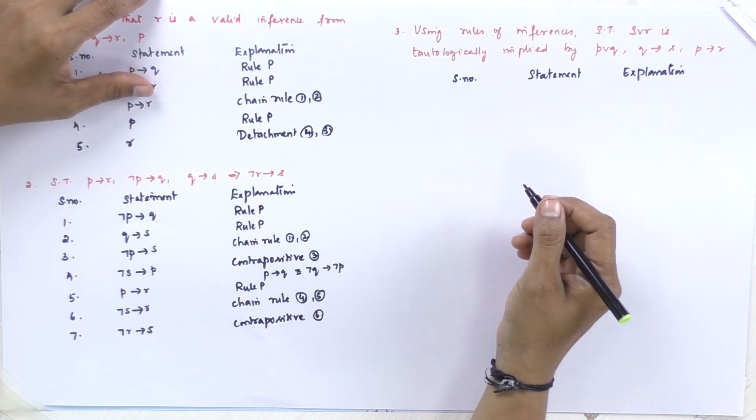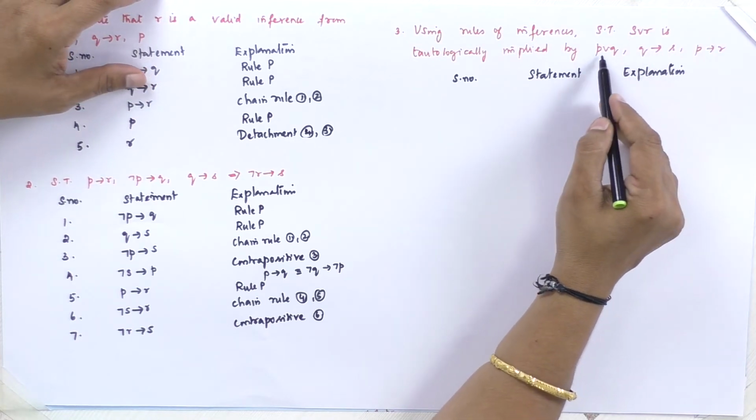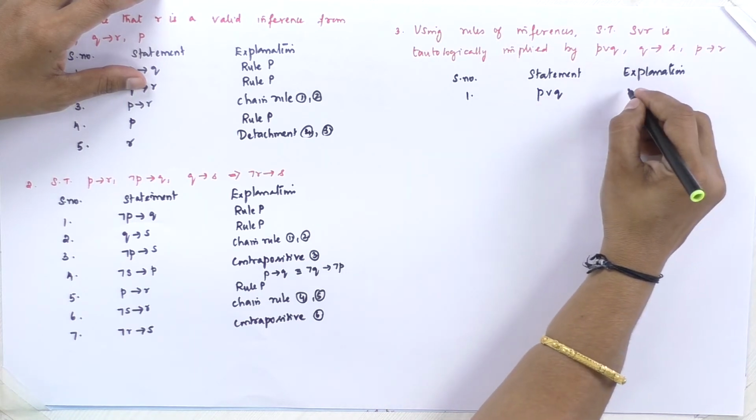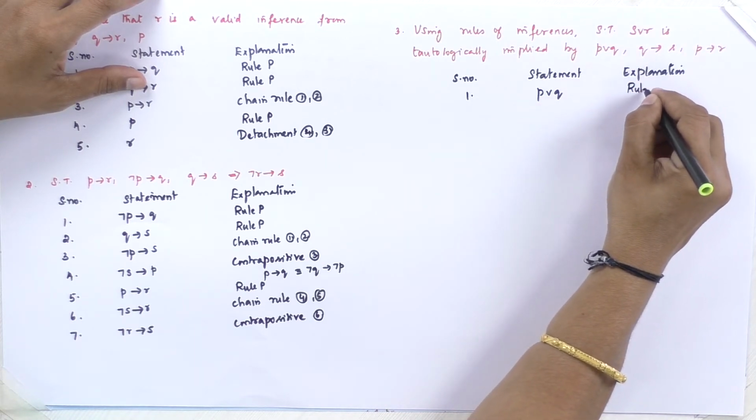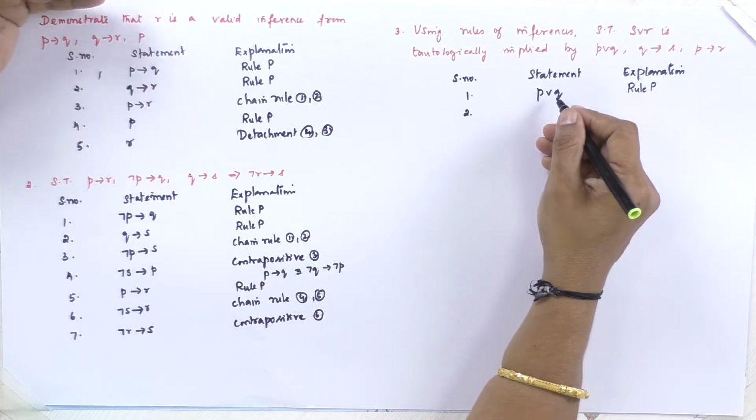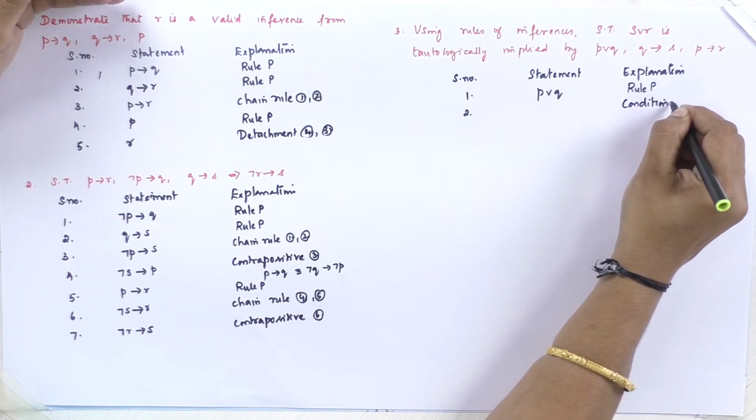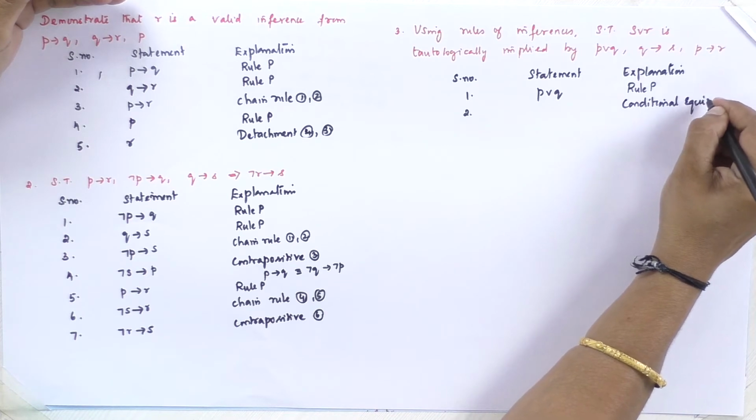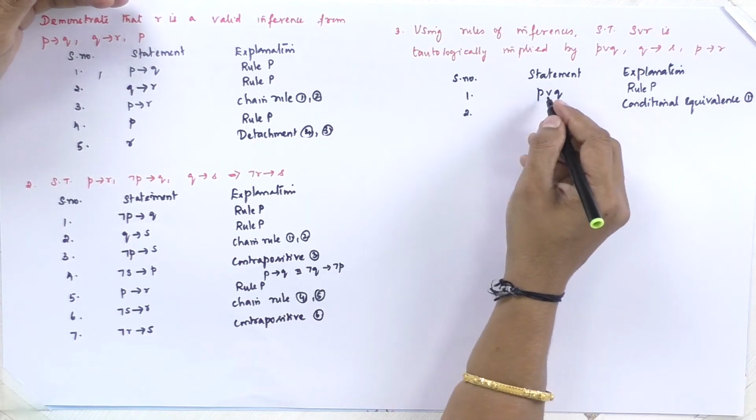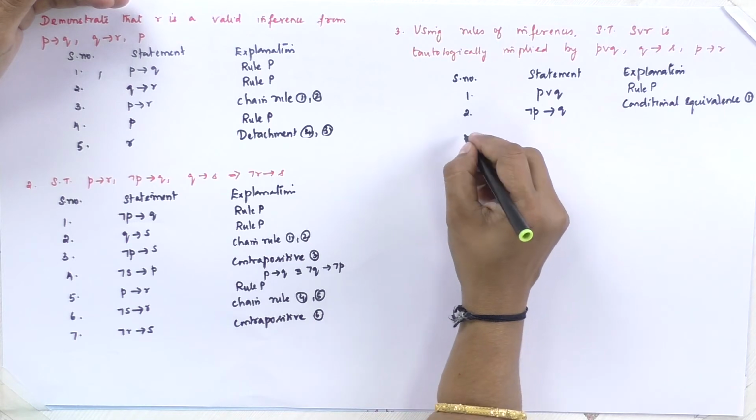Again, we will just see here, I have got P, Q here and Q, S here. So I will take this statement as it is, P or Q. I am inserting it now. What is the explanation? It is rule P. Now, what can be done for this? I can apply conditional equivalence. Whenever we have to simplify, if we have the conditional connective, it will be better for us. So I can write this as negate P conditional Q. That is conditional equivalence on 1.